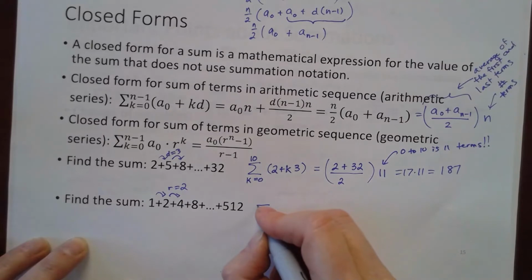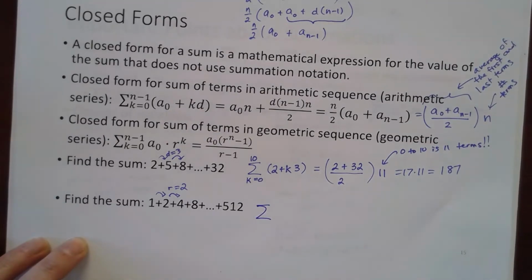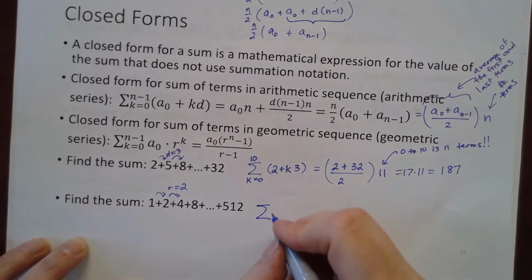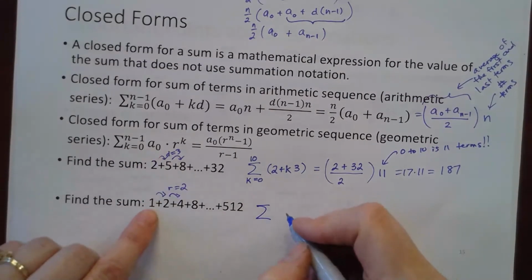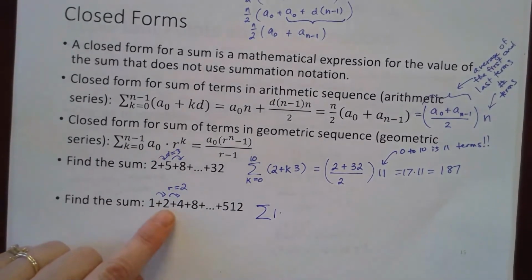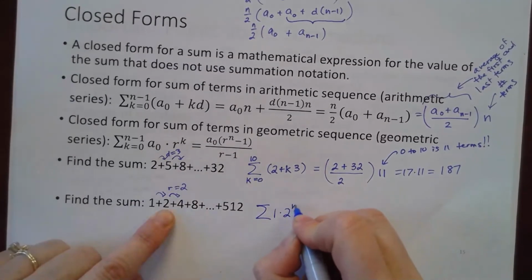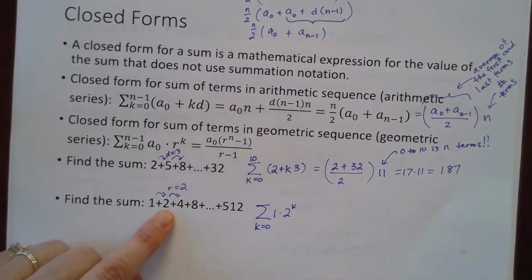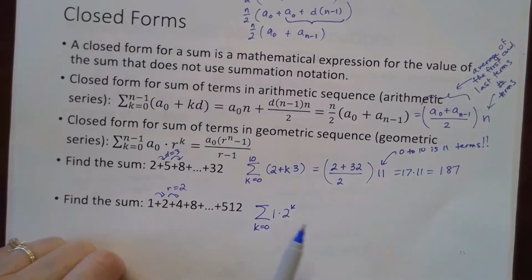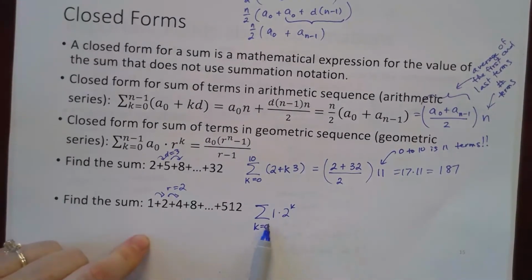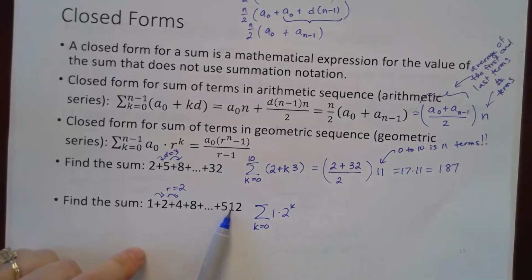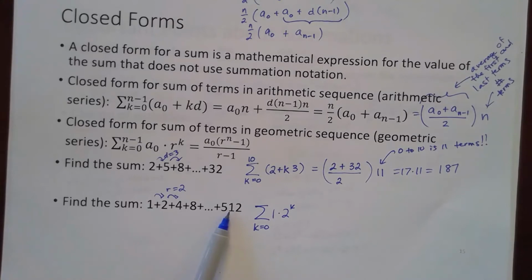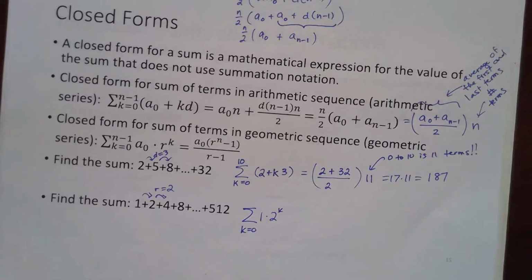All right, so we're looking at the sum of numbers that are in a geometric sequence. Okay, so our a sub 0, we're starting with the number 1, and our common ratio is 2, so that would be 2 to the k. k starts at 0. And then what value of k would I have to use to get this last term, 512? Two to the what is 512?